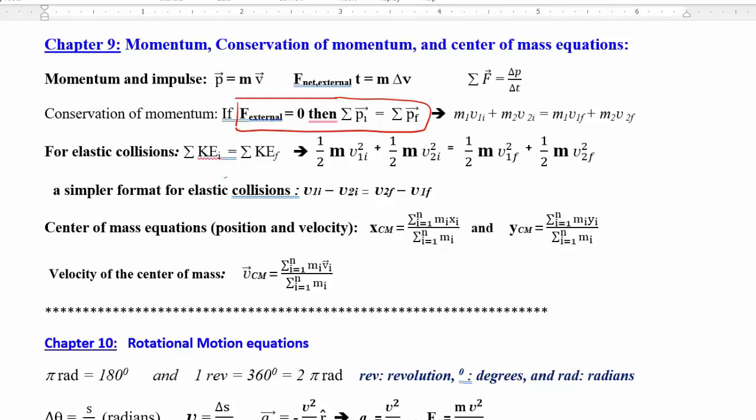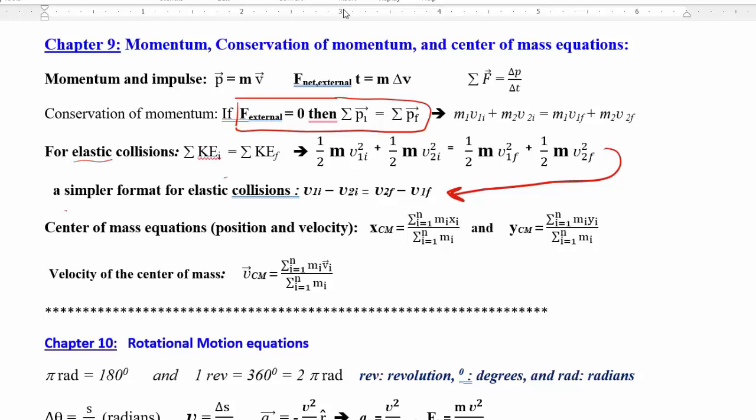Kinetic energy is only conserved when there is an elastic collision, where there is no energy loss during the collision due to friction. So only in the case of elastic collision, the kinetic energy is conserved, meaning the sum of the kinetic energy before the collision is equal to the sum of the kinetic energy after the collision. So we get this equation, and from it we can derive this equation for the velocities before and after, assuming we have two objects colliding.